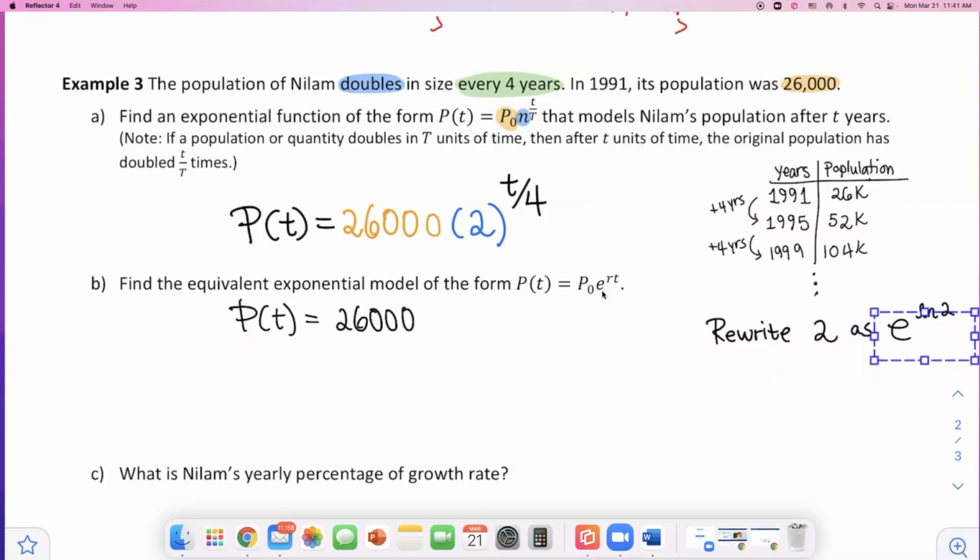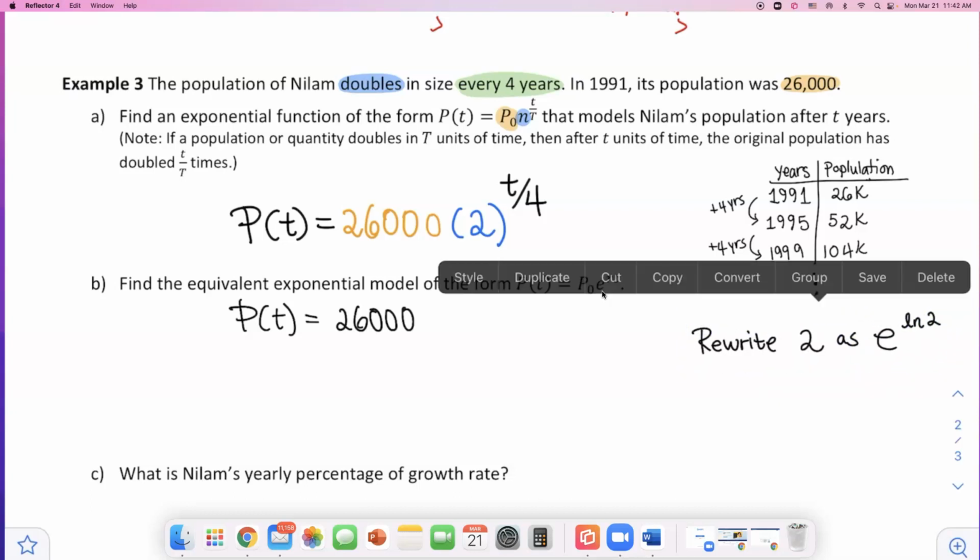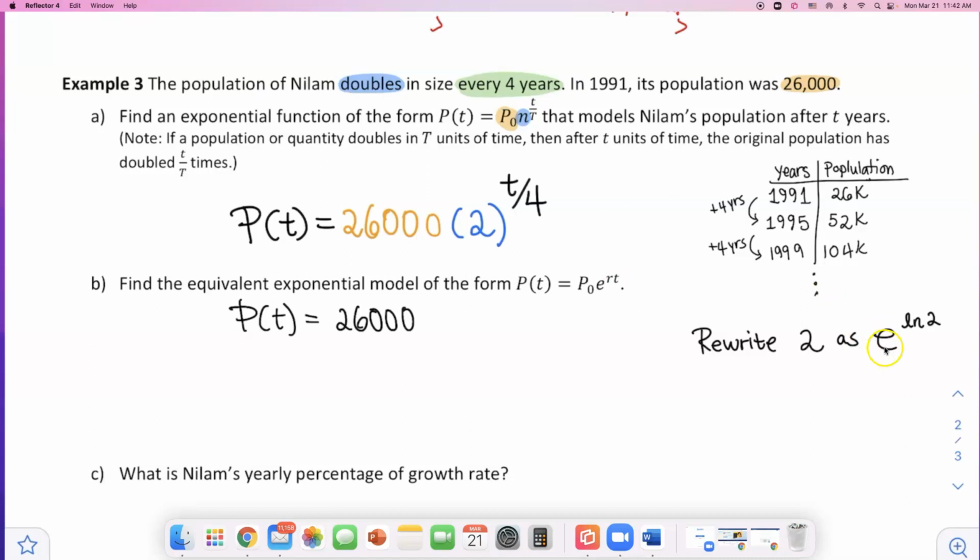And that's the same. If you type in e raised to the natural log of 2, that is just 2. So we're just rewriting it this way. Why? Because I want this continuous exponential function to have e as the base. So I'm doing something a little weird, right? I am making it look a little more complicated, but you'll see why we're doing this.